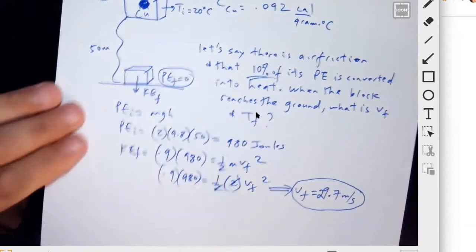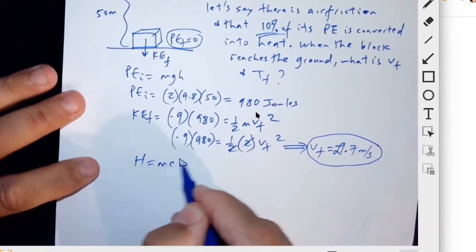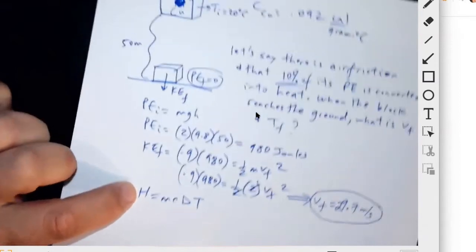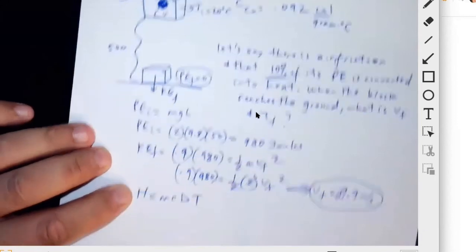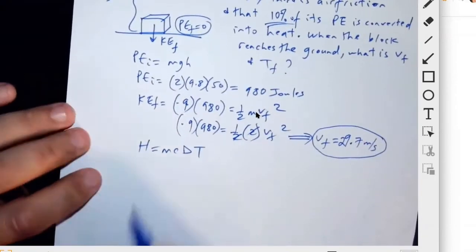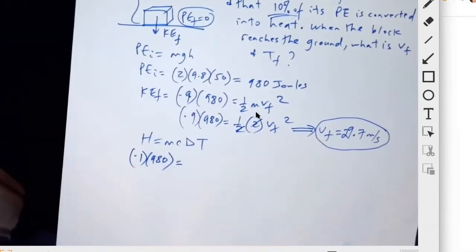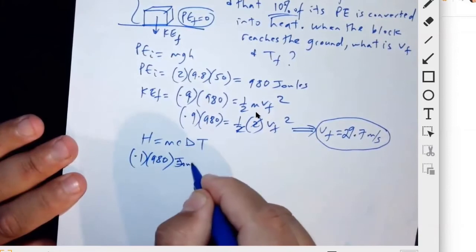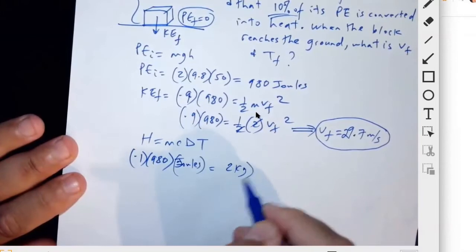Okay, now to do the temperature, I'm going to say H equals mc delta T. So how much heat will go into heating the object? 10% of 980 is actually what's heating the object. And now let's be careful about units. This is joules, and then the mass is 2 kilograms.